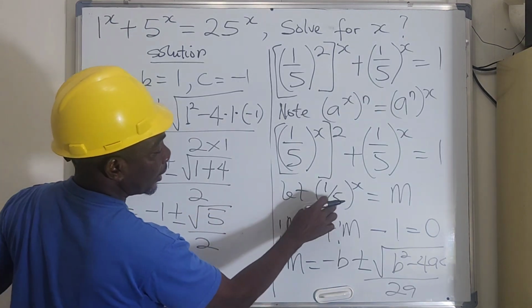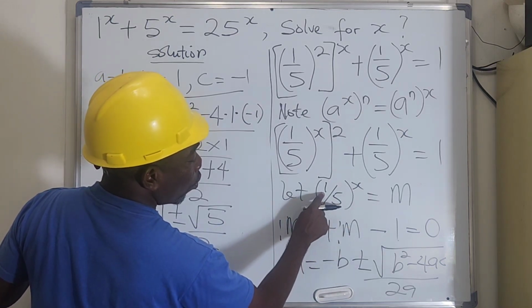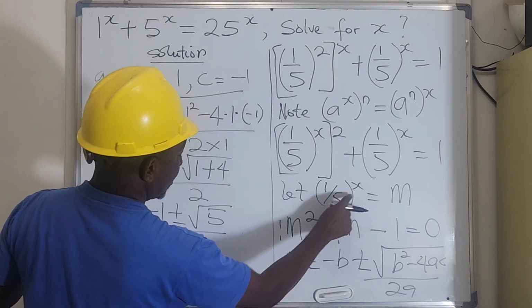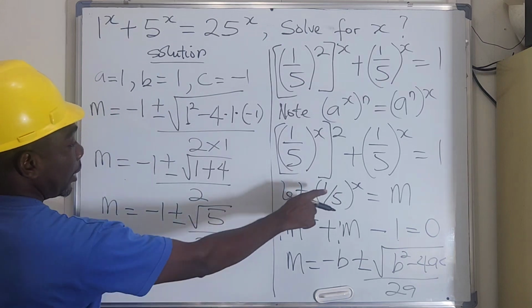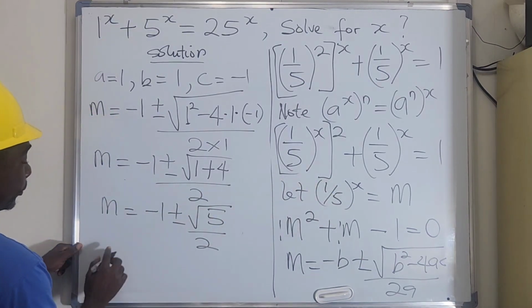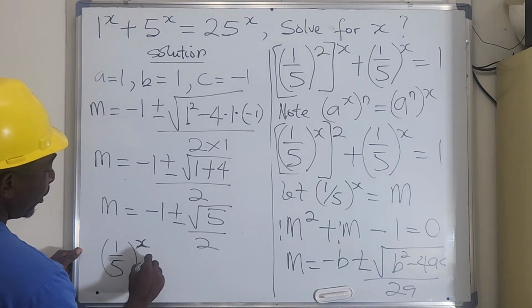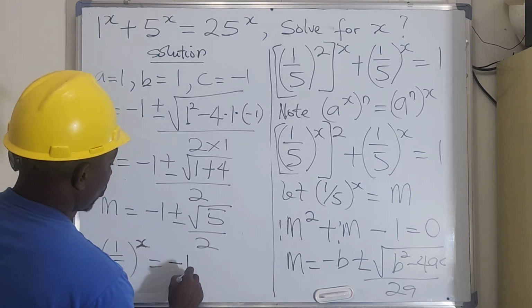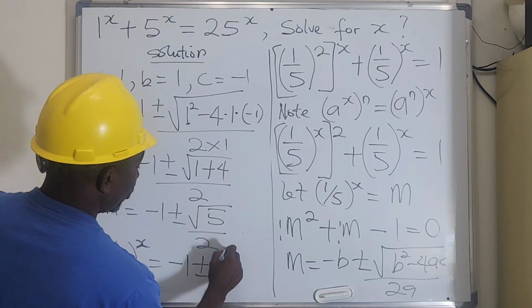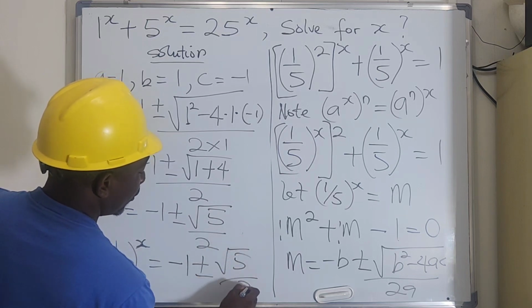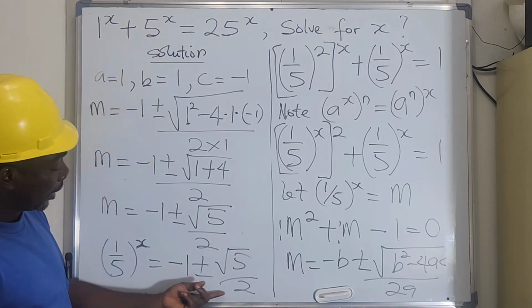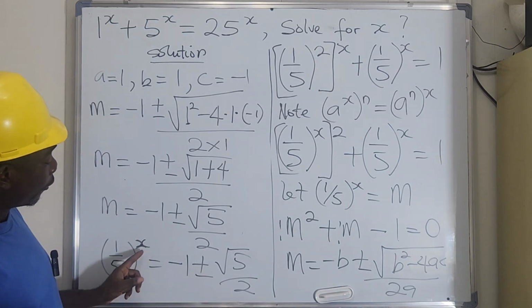And we say that our m equals to 1 all over 5 raised to the power of x. So we are going to substitute that into where we have that. So we say 1 all over 5 raised to the power of x equals to minus 1 plus or minus the square root of 5 all over 2. So this is what we are going to solve for x.